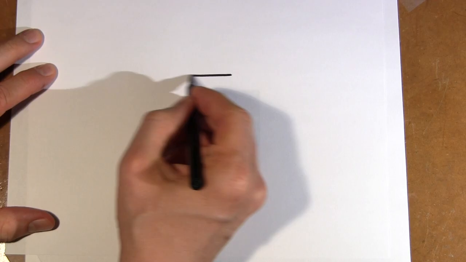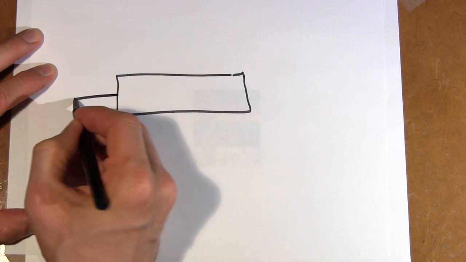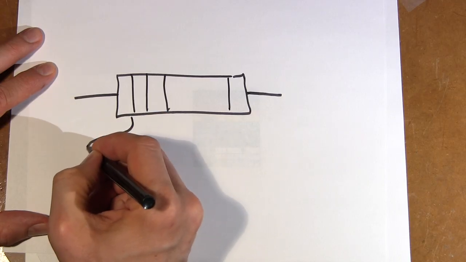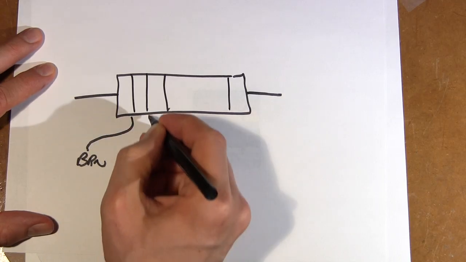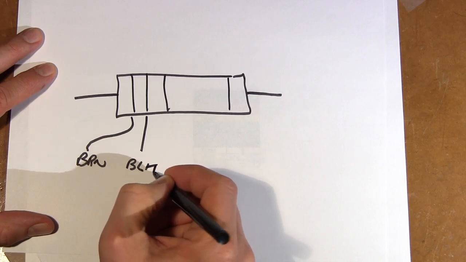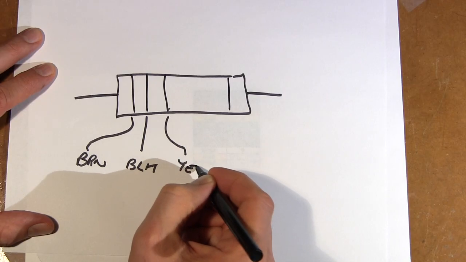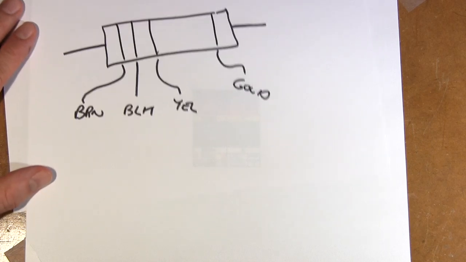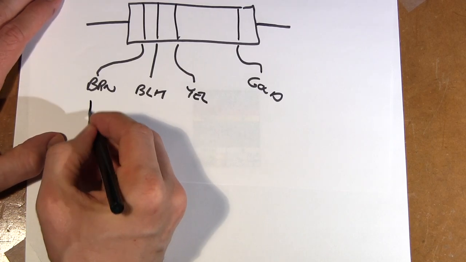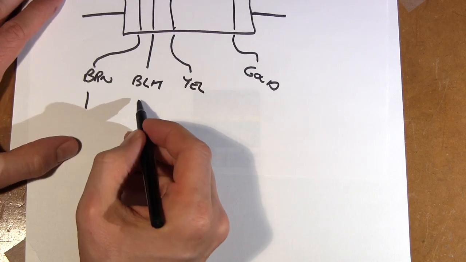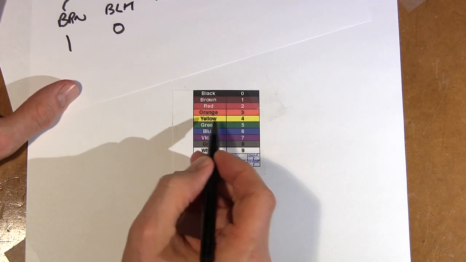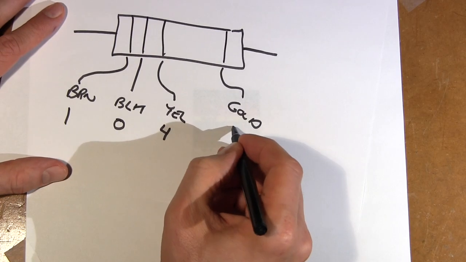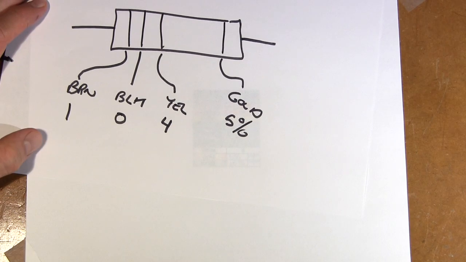So we have brown, black, yellow, and gold. If we look at the chart here, we see that brown is 1. We see that black is 0. We see that yellow is 4. And we know that gold from the last time is 5%.